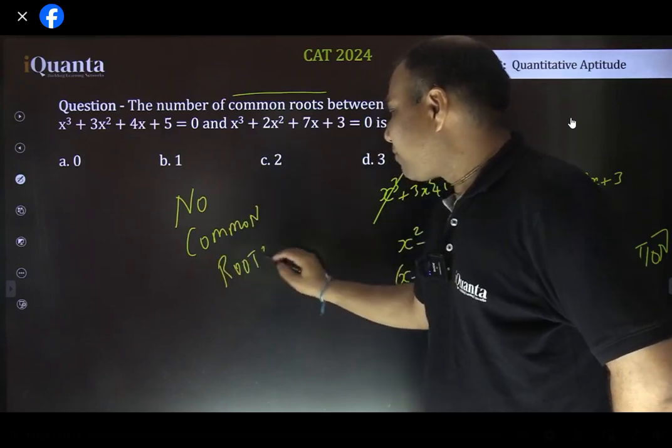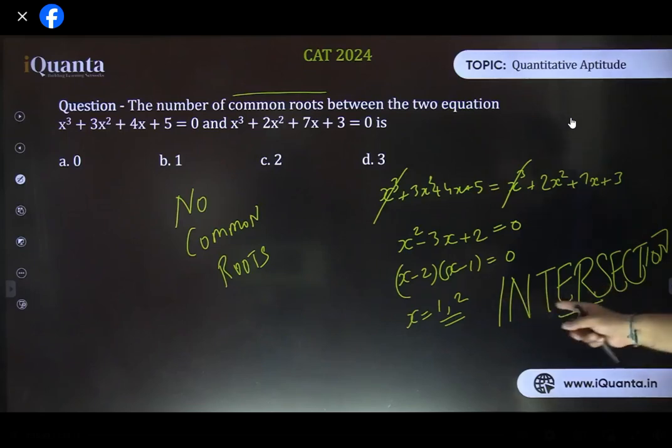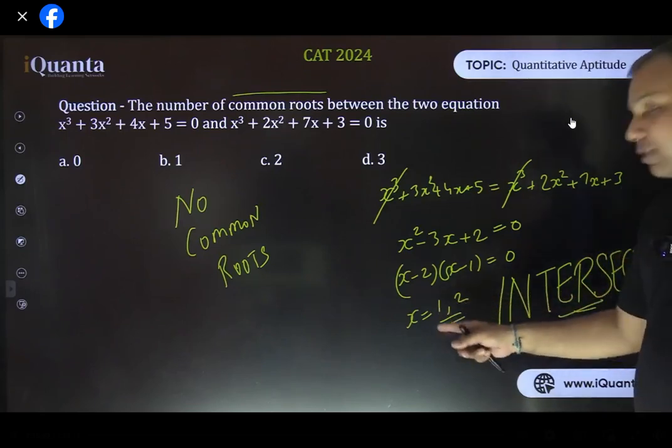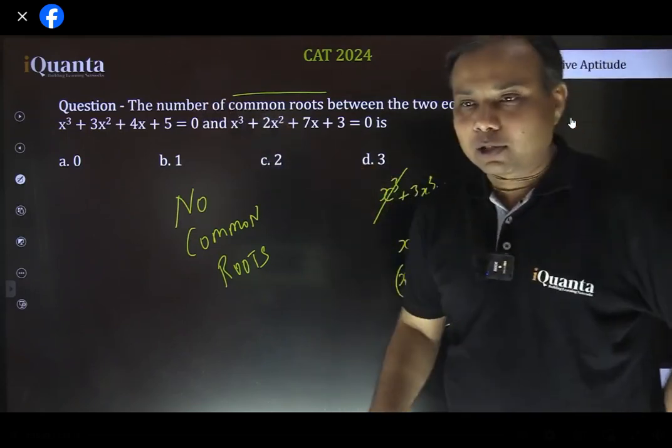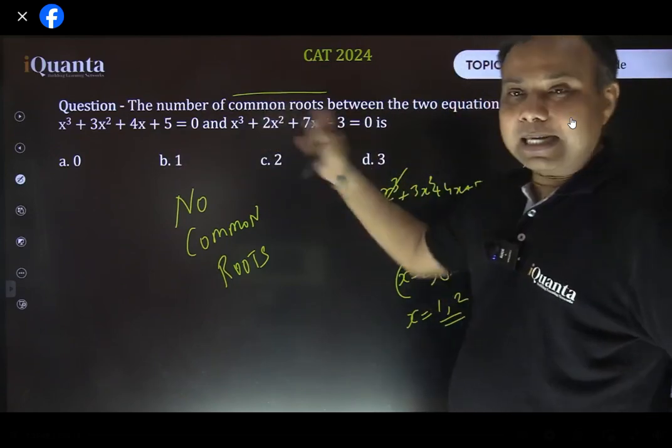So whenever we are equating the polynomials, let me repeat the whole thing. Whenever we are equating the polynomials, what we are getting is the intersection points. So we need to check whether these values of x are roots of the given equation or not. Because they are the common values which satisfy both of them, which are the common roots for both of them, which are the intersection points for both of them.